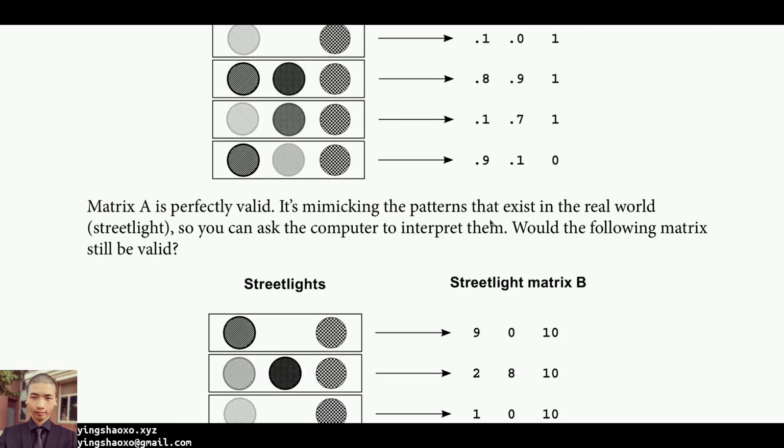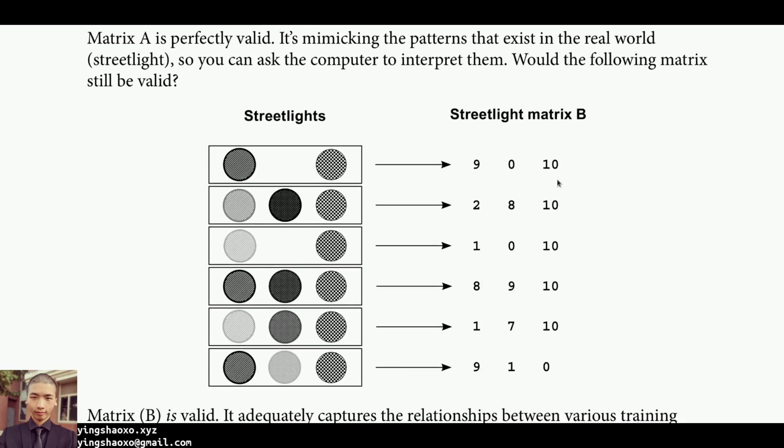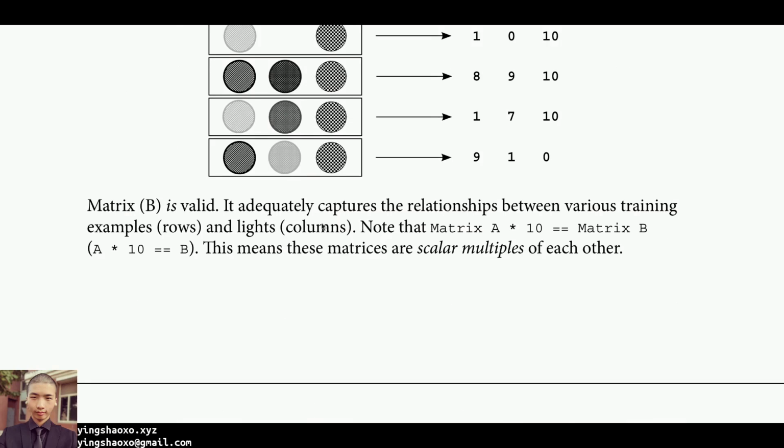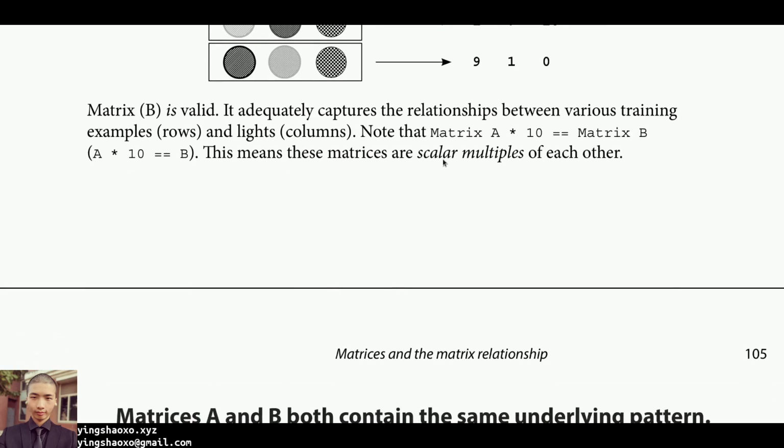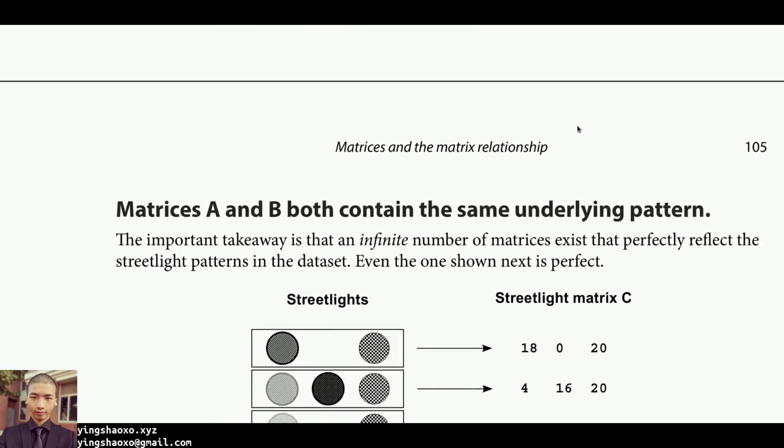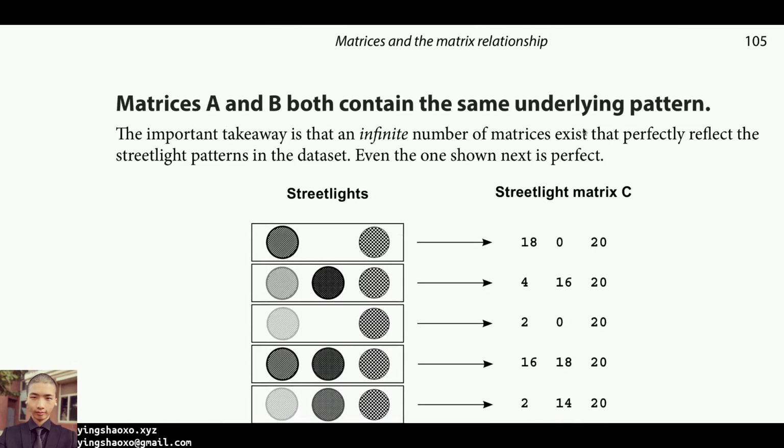It's mimicking the patterns that exist in the real-world streetlights, so you can ask the computer to interpret the pattern. Would the following matrix still be valid? Matrix B is valid. It adequately captures the relationships between various training examples, rows, and the lights, columns. Note that the matrix A times 10 is equal to the matrix B. This means these matrices are scalar multiples of each other. Matrices A and B both contain the same underlying pattern. The important takeaway is that an infinite number of matrices exist that perfectly reflect the streetlight patterns in the dataset.